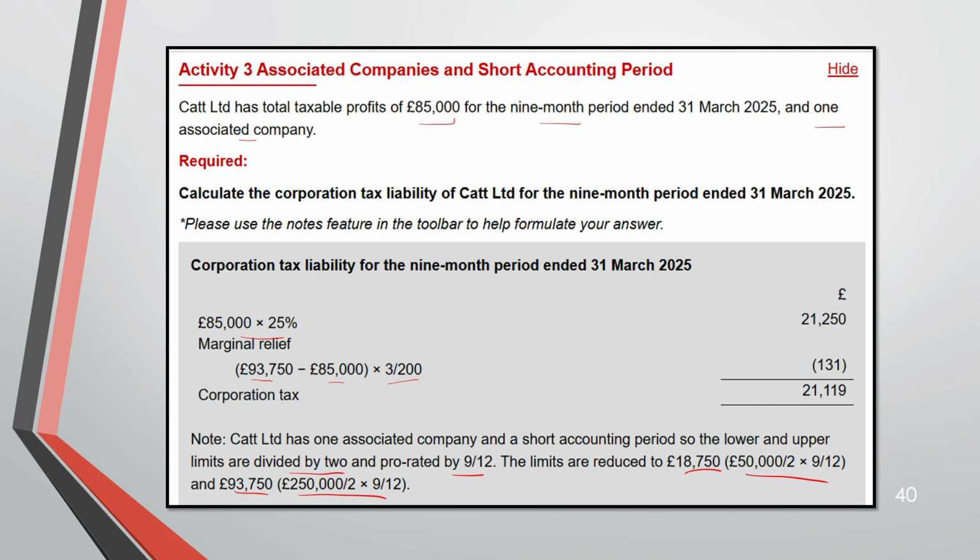Remember that 85,000 is already for the 9 month period. They have adjusted it for 9 months. You don't have to apportion again. If it was for 12 months, then only you have to take 9 months of 85,000.